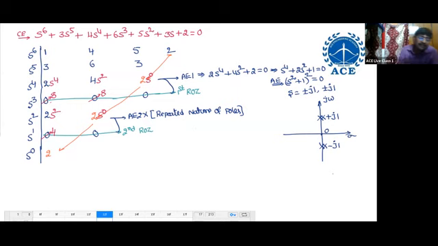Repeated poles on the imaginary axis, on the j omega axis. The system is unstable. Two poles remain. Above the auxiliary equation there is no sign change. That means the remaining two poles should be left.